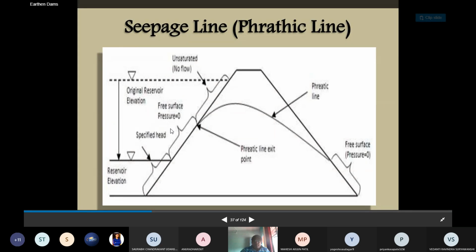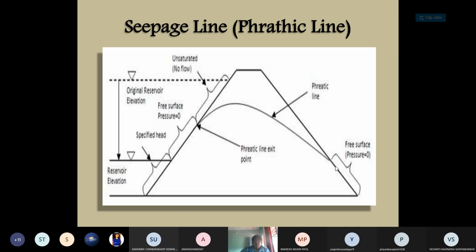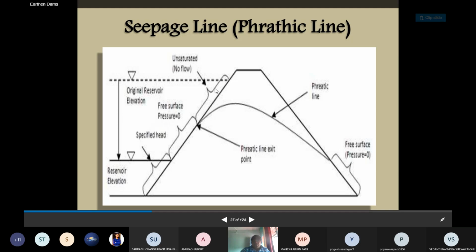See here, this is the upstream part of the dam, and this is the downstream part of the dam. Water is stored on the upstream face, and once the water is stored, seepage takes place within the body of the dam. If the drain is provided on the downstream face, then the seepage line is created within the body of the dam. It passes from the outer shell to the central impervious core, and again goes directly towards the toe filter. So this is the actual location of the seepage line or phreatic line. You have to observe that there is no flow here; this is the unsaturated layer.